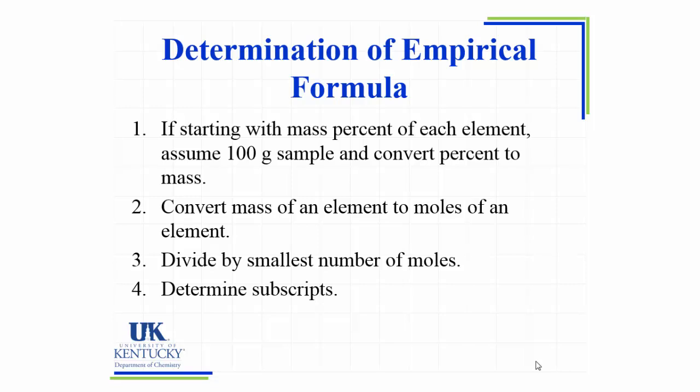Second, we're going to convert the mass of an element to moles of an element. So once we find the masses in step 1, we're going to convert those to moles. Then we divide by the smallest number of moles because we're trying to get the smallest whole number ratio between elements in a compound. And then we determine the subscripts.